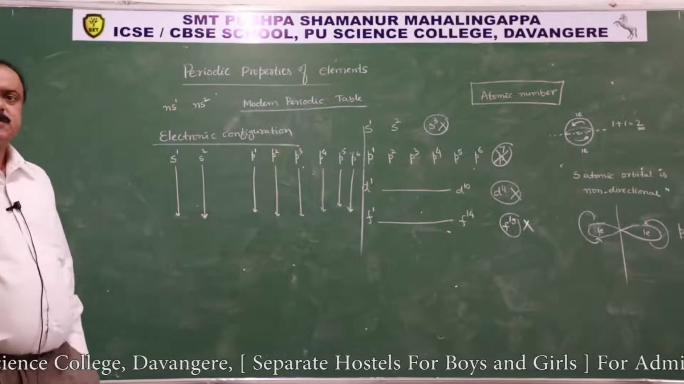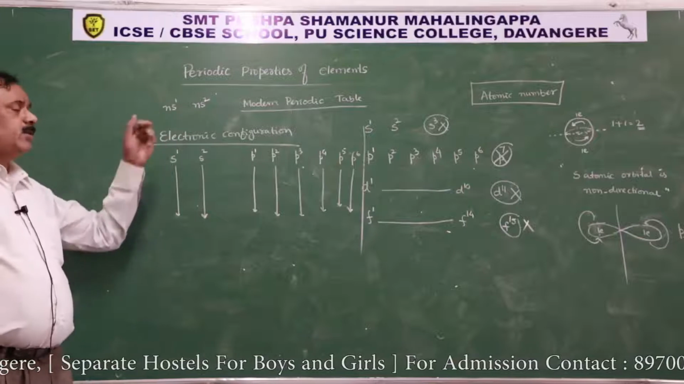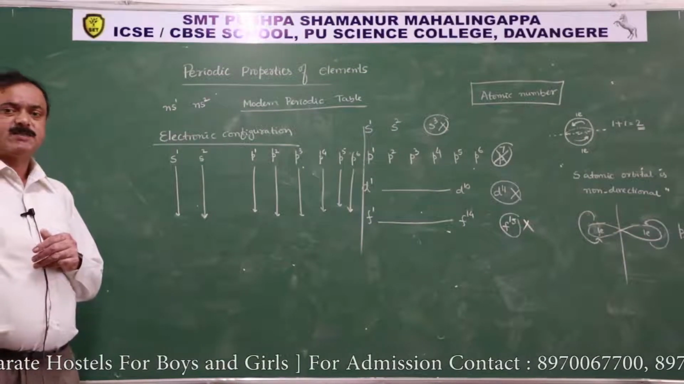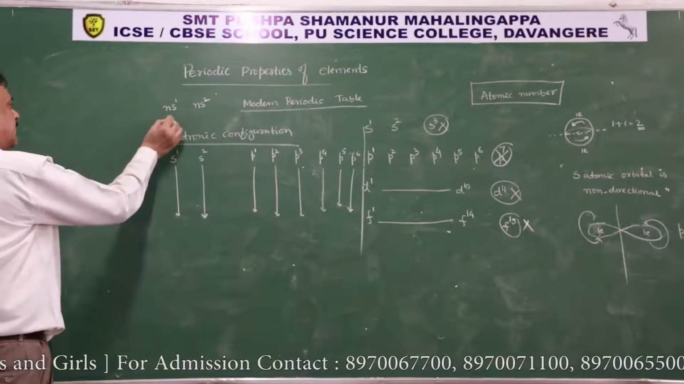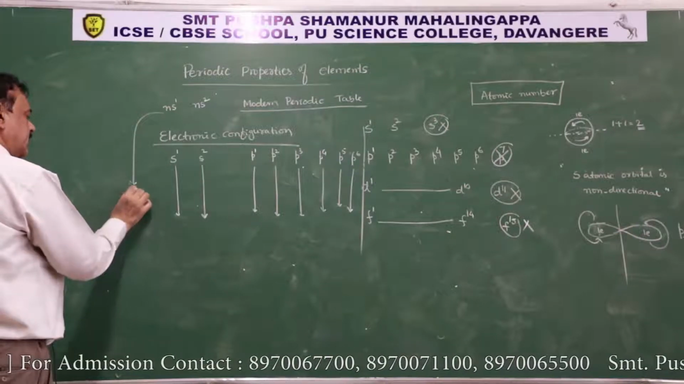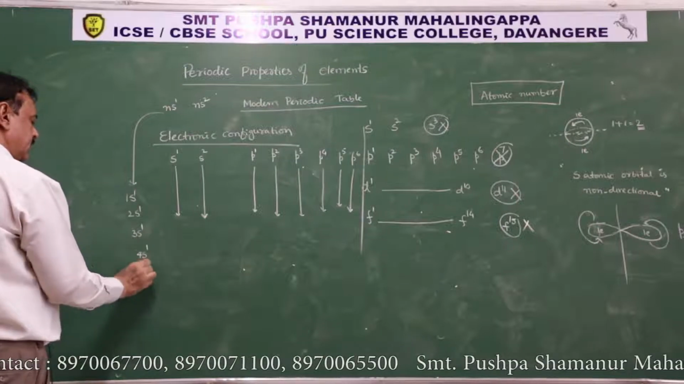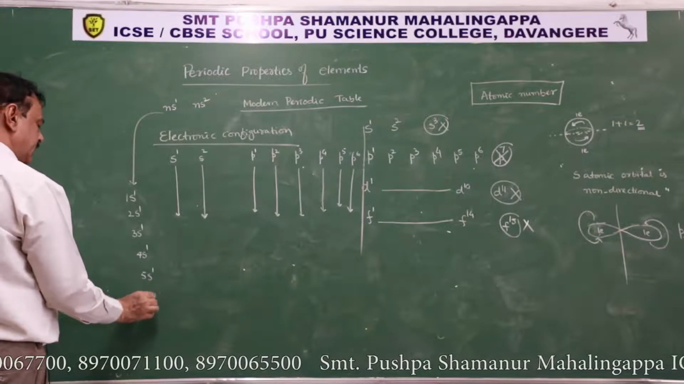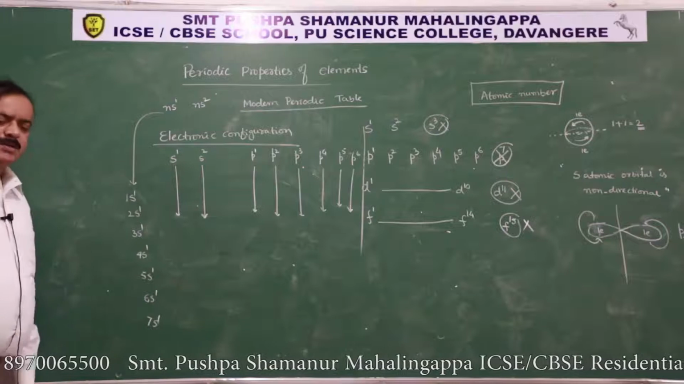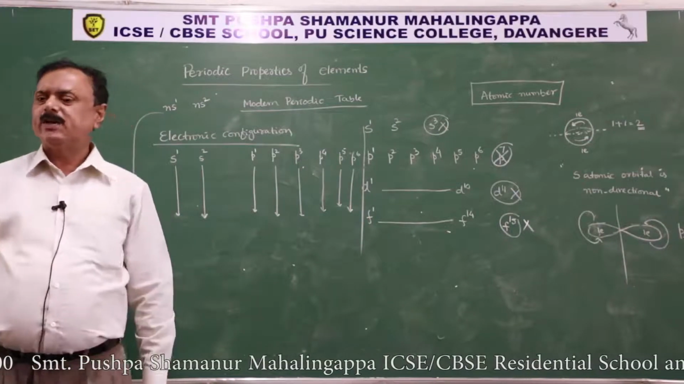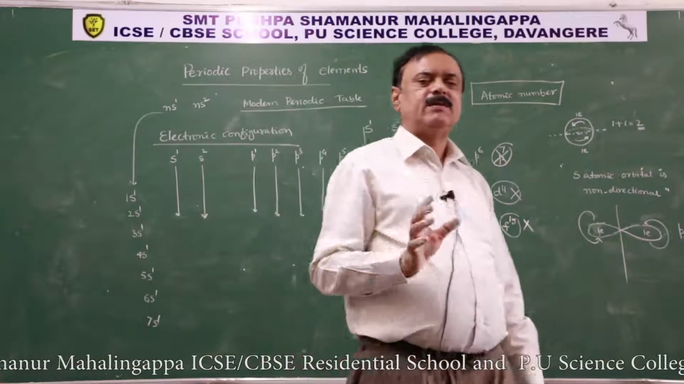Then you know the ns1 configuration and ns2 configuration. N stands for the principal quantum number, which indicates the shell number. The power 1 stands for the total number of electrons present in an atomic orbital. By putting n equal to 1, 2, 3, 4, 5, 6, 7 and so on, we have 1s1, 2s1, 3s1, 4s1, 5s1, 6s1 and 7s1 configurations. For existing elements, the principal quantum number value ranges from 1 to 7.